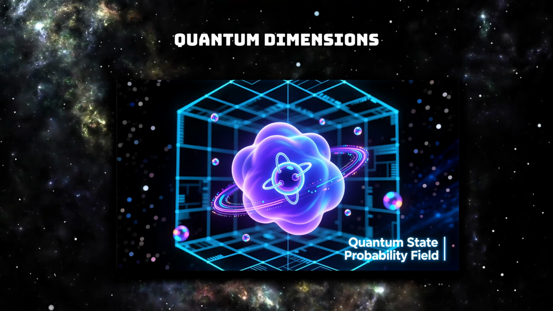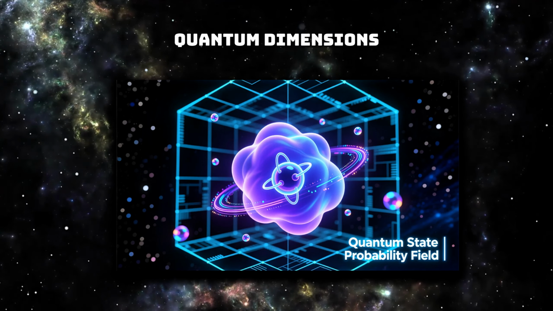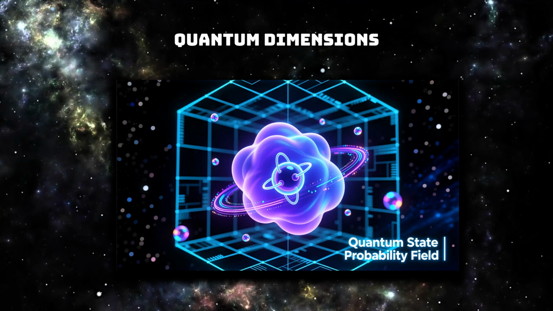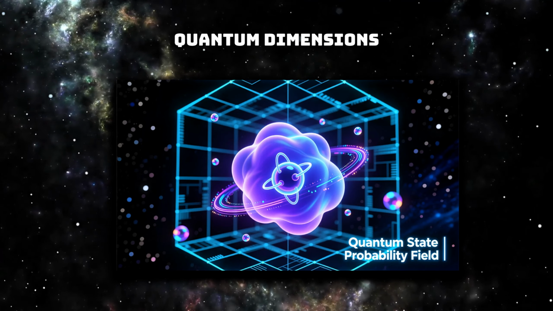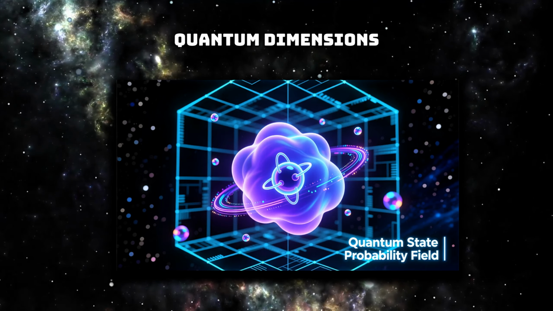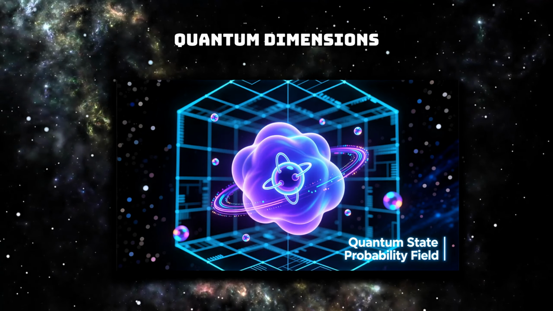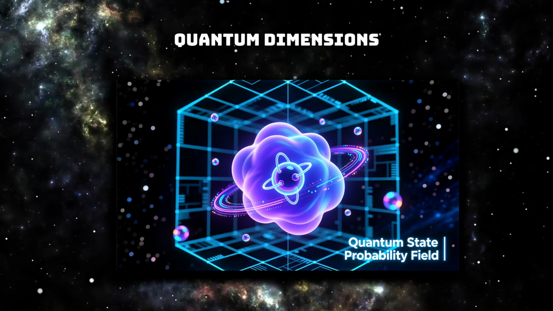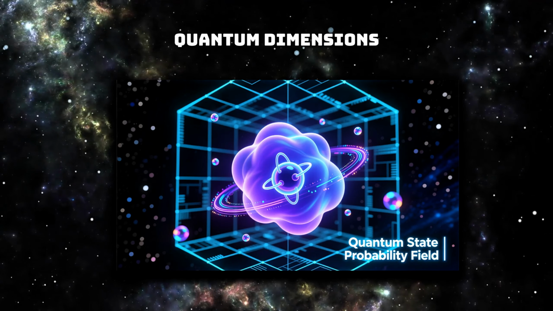Understanding quantum dimensions leads to profound insights. 1, they explain quantum superposition. A system can be in multiple states at once because Hilbert space allows it. 2, they explain entanglement. Two particles share a combined state in a higher dimensional Hilbert space, even if they are far apart in 3D space.